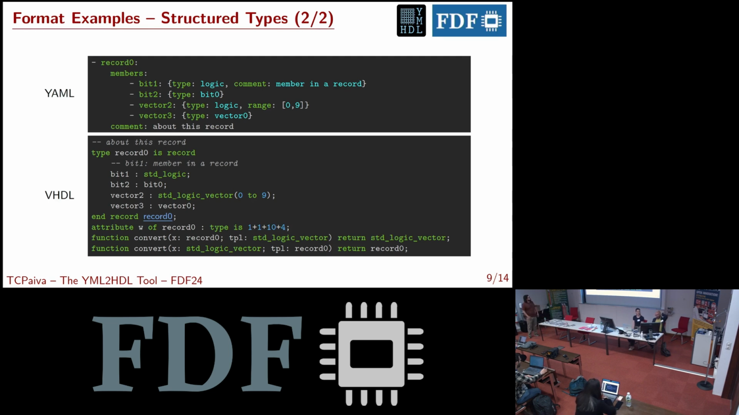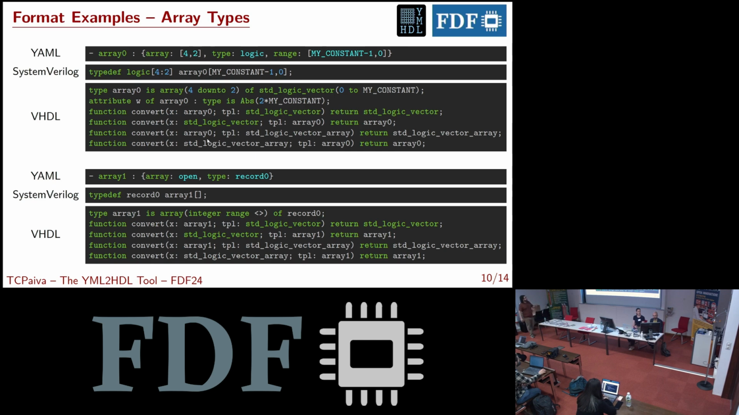So for structure types, you used to have the VHDL, and then you start to see the help. You have an attribute that's created, like W, which means width. So it gives the number of bits that you have in that record. And then it creates convert functions to convert between bit vector and record, or the other way around.